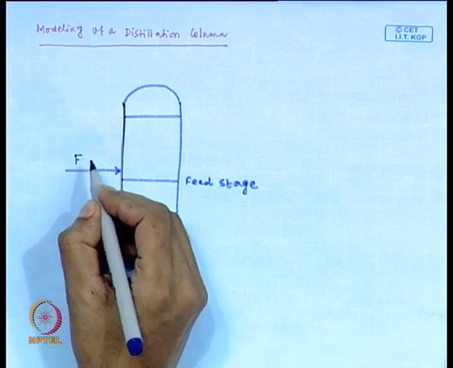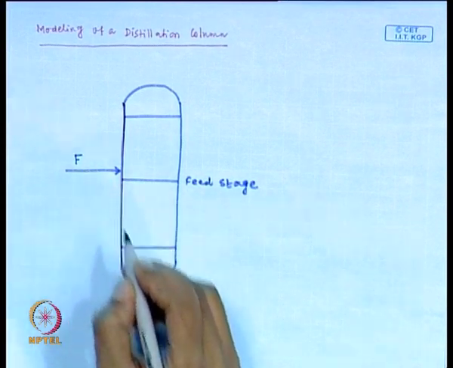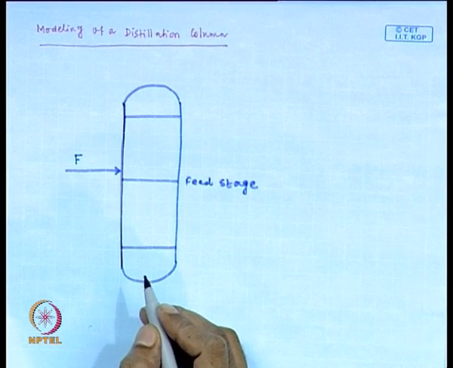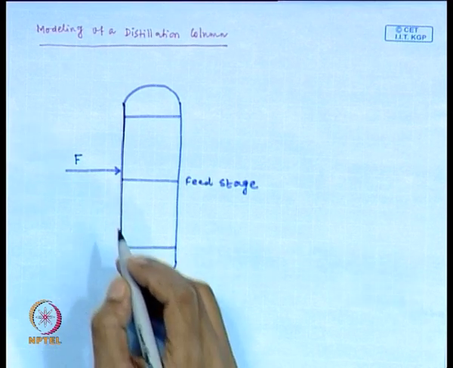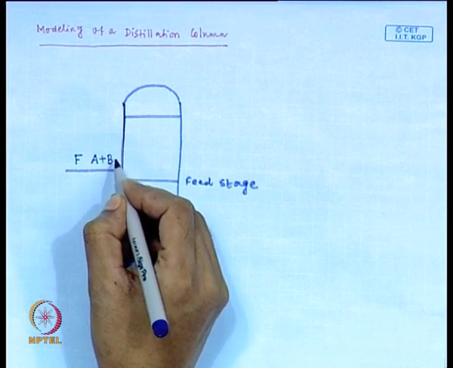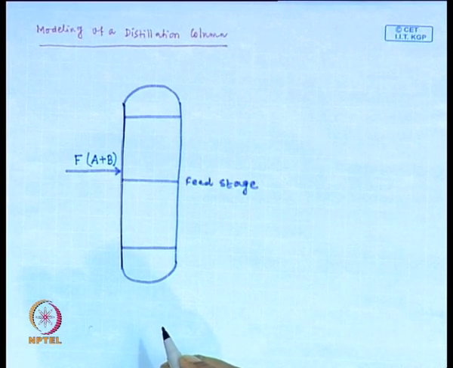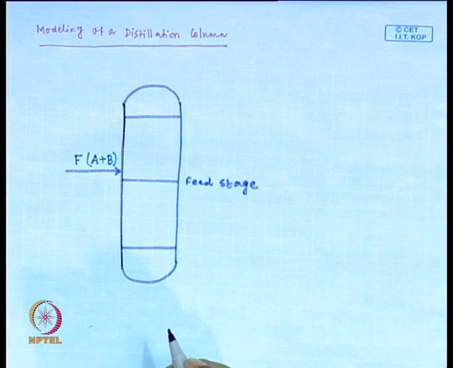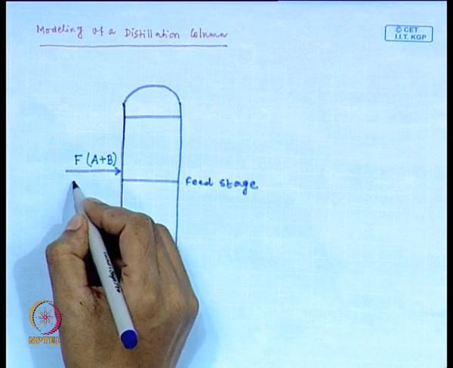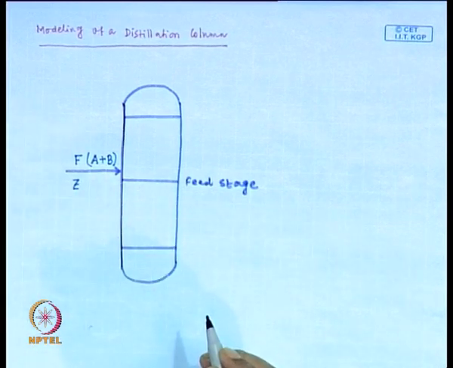Feed has the flow rate of F. Suppose this feed mixture contains only 2 components, namely A and B. The composition of this feed mixture is Z.